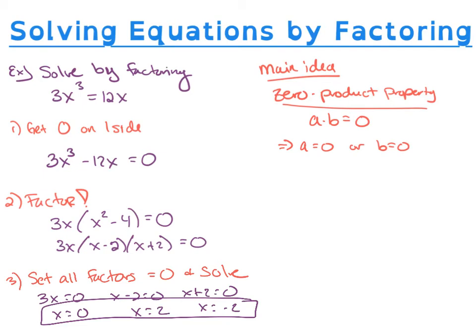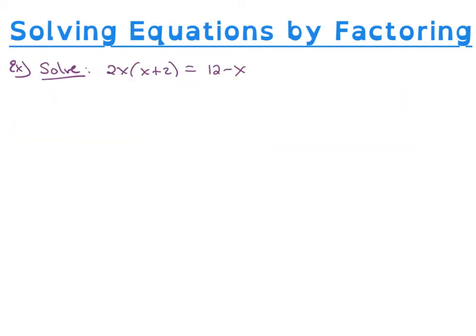Let's try one more example before we finish. Let's solve the equation 2x times the quantity x plus 2 equals 12 minus x. Well, definitely that's not equal to 0, and we need to fix that, but we also need to distribute our 2x through. So that will give us 2x squared plus 4x equals 12 minus x. And then subtracting 12 and adding x to both sides, we have 2x squared plus 5x minus 12 equals 0.